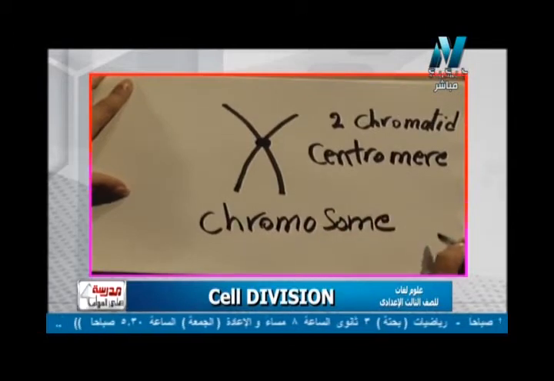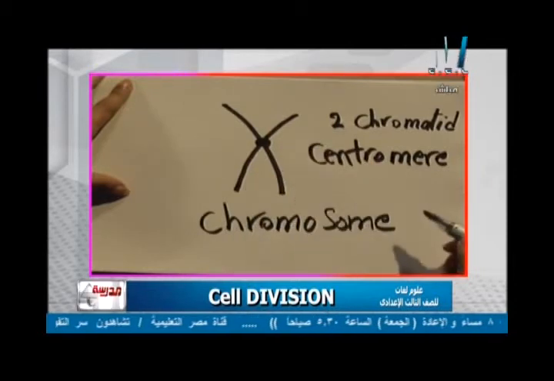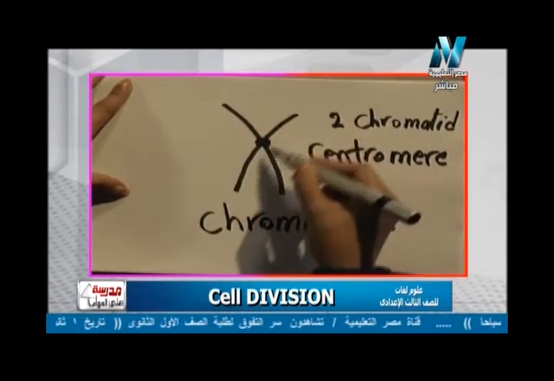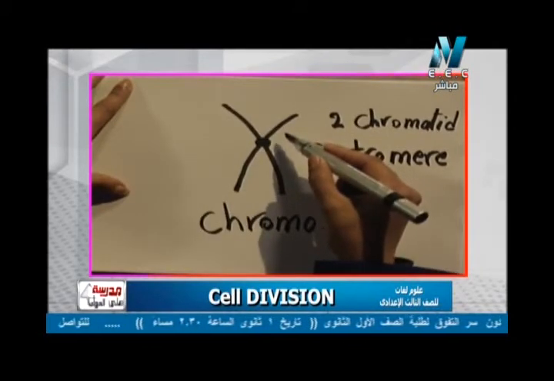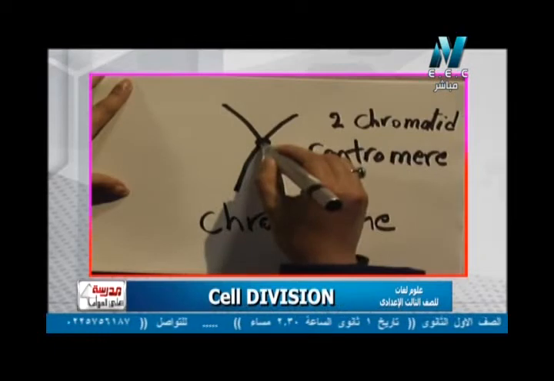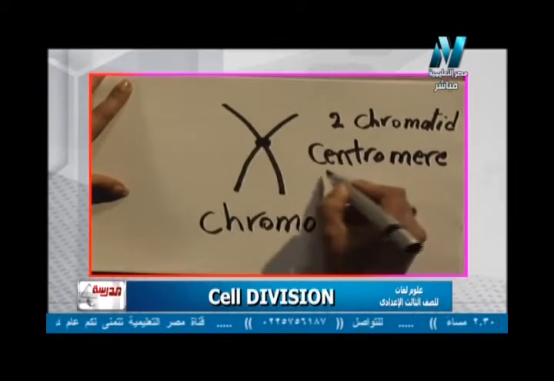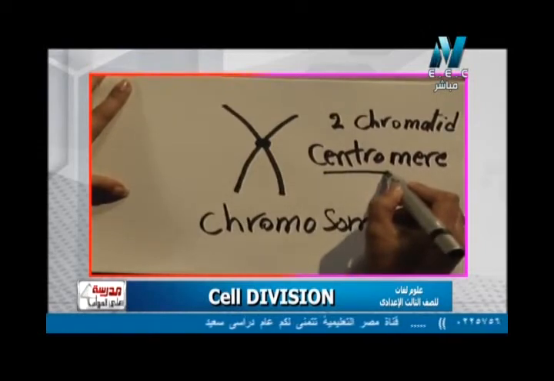What's the structure of the chromosome? Two threads, it looks like the shape X. This one is called a chromatid and the other one is also called a chromatid. Both of them are two thread-like shapes, chromatids, joined at the center by a point called the centromere. So we can define the centromere as the point of connection in the chromosome.